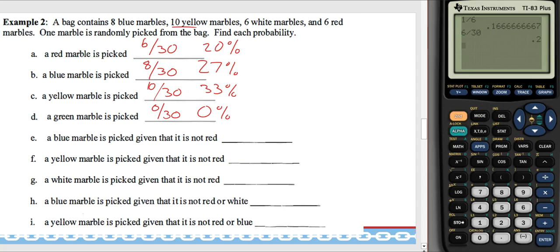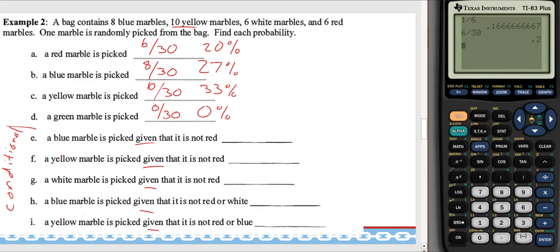The next few examples here have this word given, right? They all have the word given. So this becomes conditional probability down here. So this is conditional down here. And all that simply means is something else has already happened. So, for example, E, what is the probability that a blue marble is picked given that it is not red?